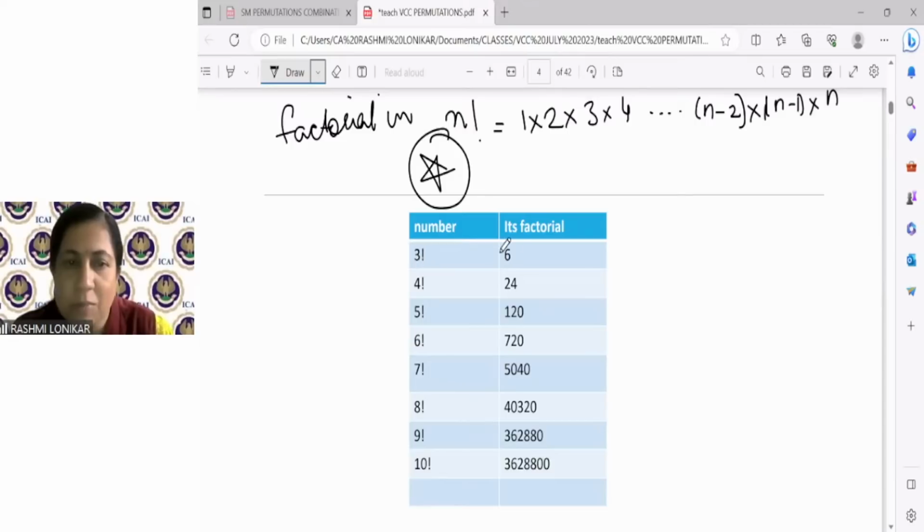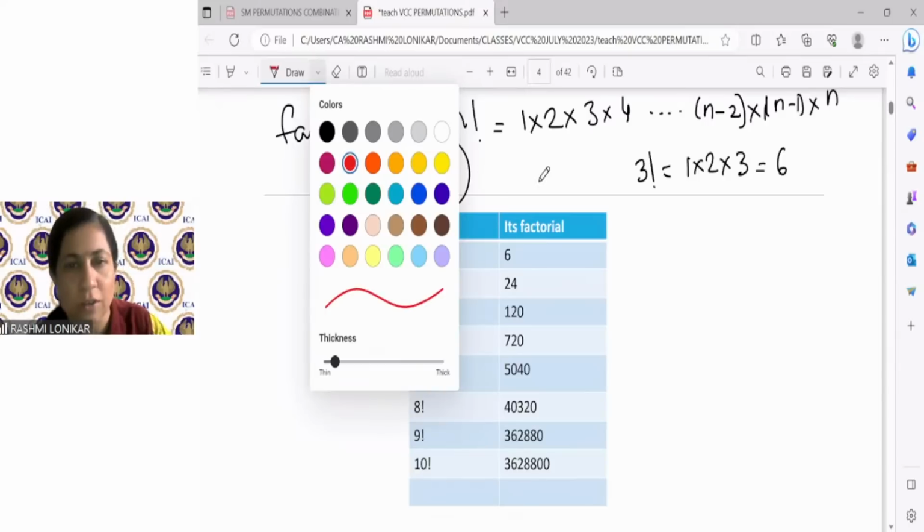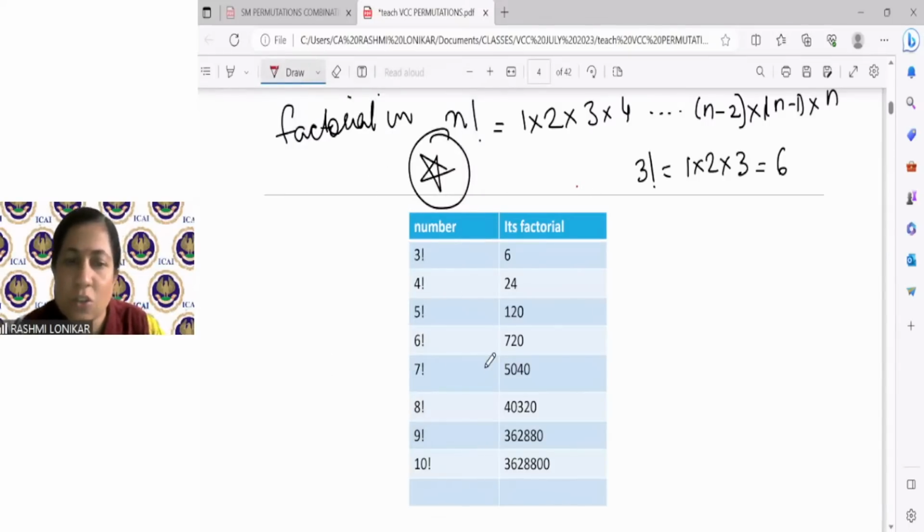So when I'm saying 3 factorial, what should I do? I should write from 1 to 3. So 1 into 2 into 3. 1 into 2 is 2, 2 into 3 is 6. Similarly, you can practice this. 4 factorial is 24. 5 factorial is 120. 6 factorial is 720 and 7 factorial is 5040. Now, what I would like to suggest is that, as far as possible, you should know these.